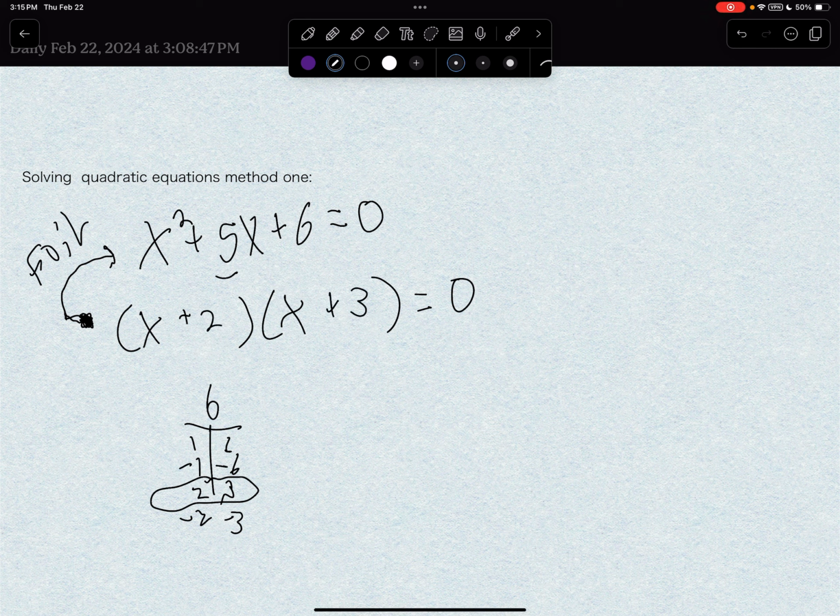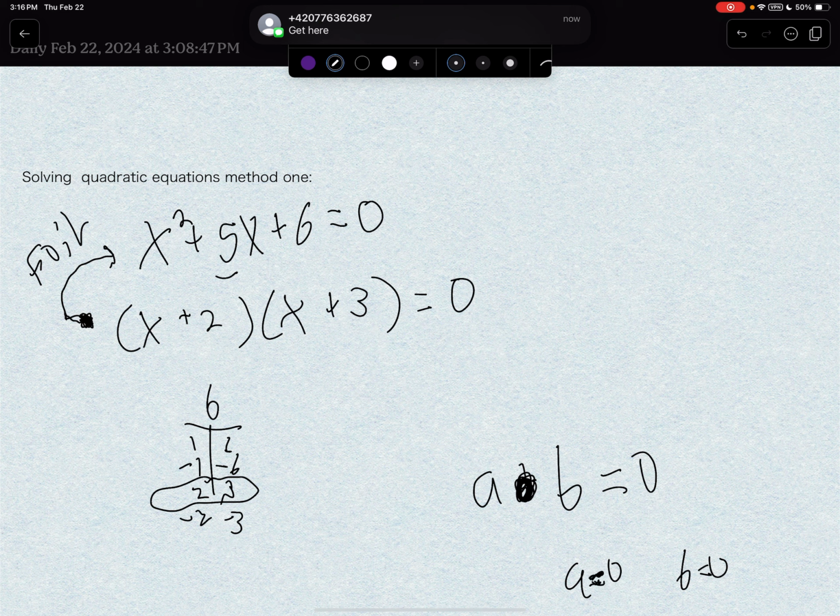Okay, so these are actually the two numbers if you break it down. And if you FOIL this back out, if you multiply it back out, you would end up getting the x squared plus 5x plus 6. So now we know that when two things are multiplied together to equal 0, that means either the first thing equals 0 or the second thing equals 0. One of those two things equals 0.